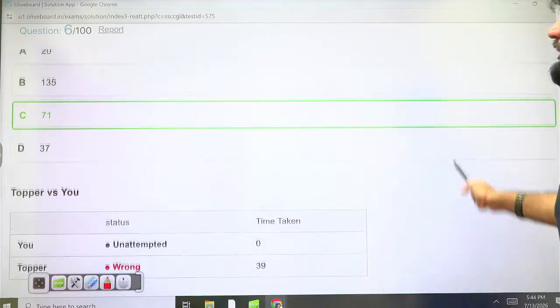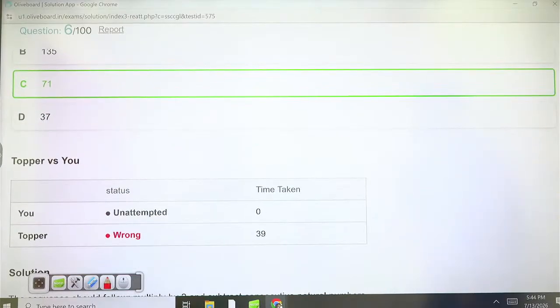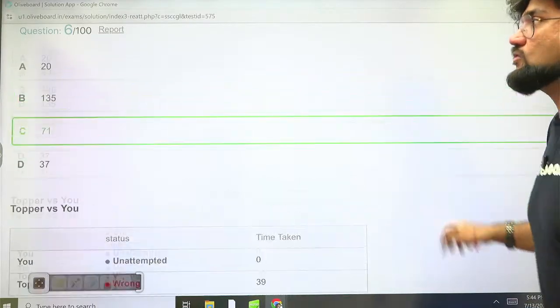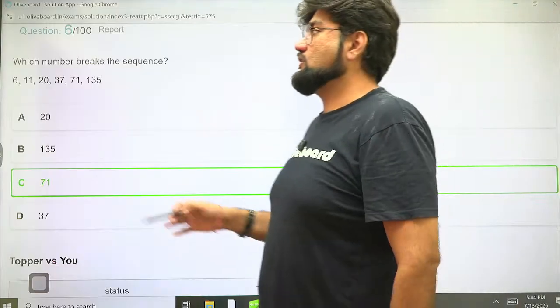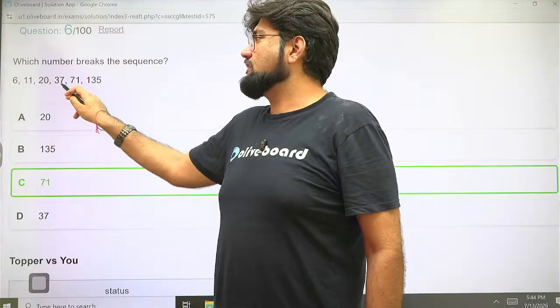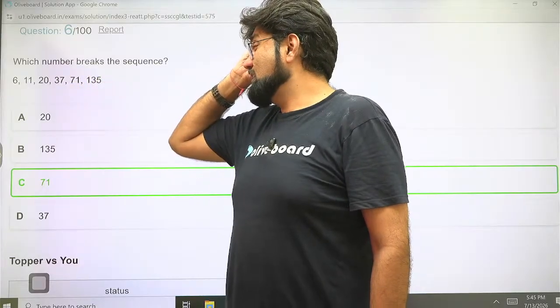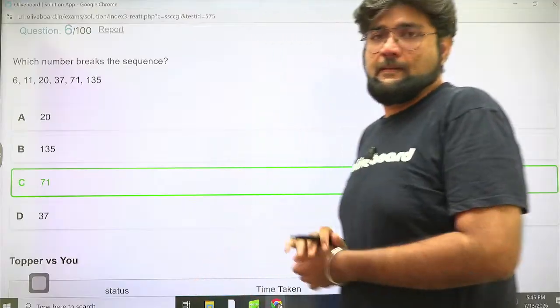Okay. 39 seconds, and this was attempted incorrectly. So this is what happens when you come across a question of a number which is breaking the sequence. Make sure you solve it till the end, because often if this is wrong, you will find this logic also not fitting, and because of that you might feel probably 37 is incorrect, right?